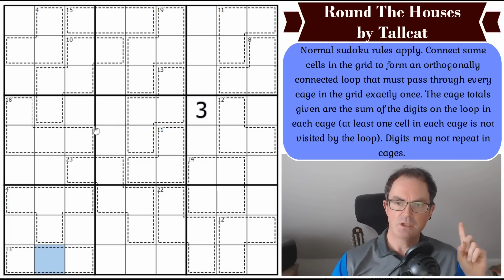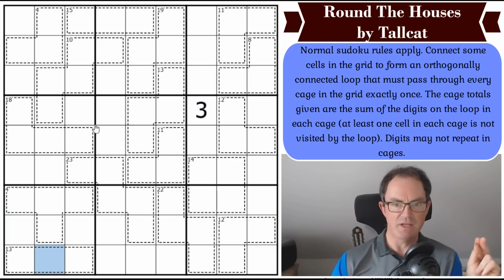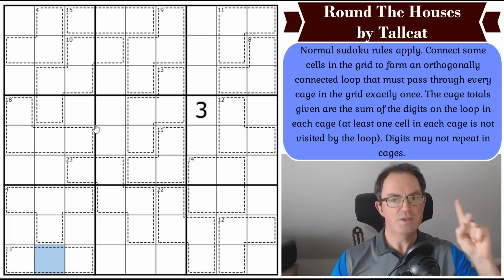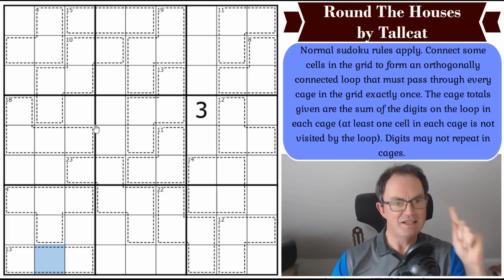Right. Okay, so the key part of it is it says connect some cells in the grid to form an orthogonally connected loop that must pass through every cage in the grid exactly once.